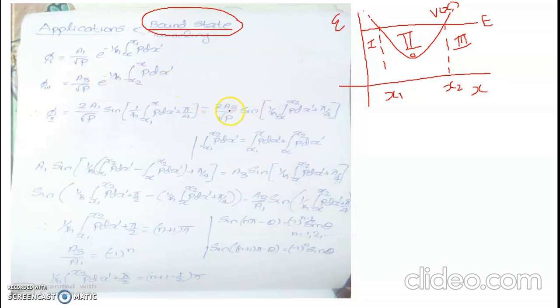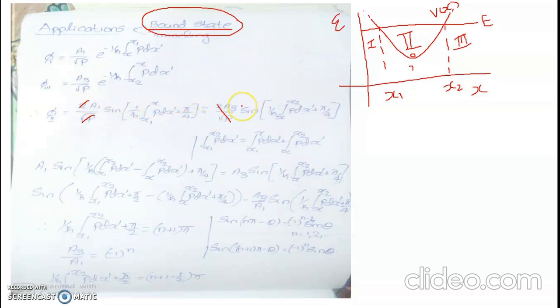So I have put 2a3 by root p sine of 1 by h cross. Here I am connecting the wave function to the turning point, say x2, and the arbitrary choice of point, say x, is somewhere here. So the integration limit will be from x to x2 as long as the connectivity of the wave function in region 2 with that in region 3 is concerned. That is being put as an integral x to x2 p dx prime plus pi by 4. Now, of course, 2 will be vanishing and root p in the denominator also will be vanishing.